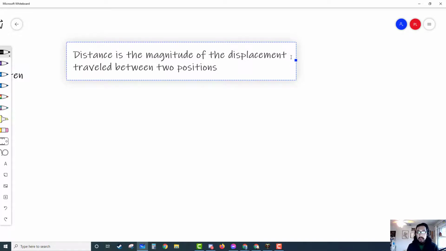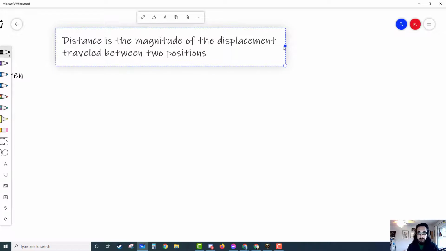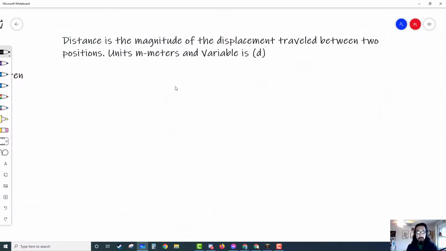Okay, so here we have a new word, displacement, and I want to define both distance and displacement at the same time so that you can get a real good sense of it. But before we get to displacement, let's do a quick idea of what distance really tells us. By the way, the unit for distance is meters, and the variable is lowercase d. Now, oftentimes you won't use distance; you'll use displacement, but just in case, this is how we can solve for a distance problem.